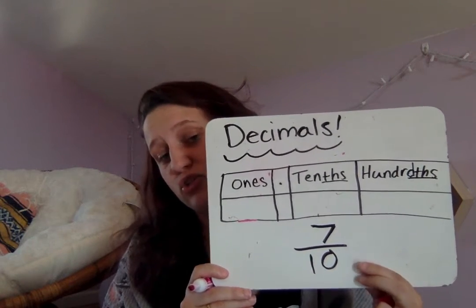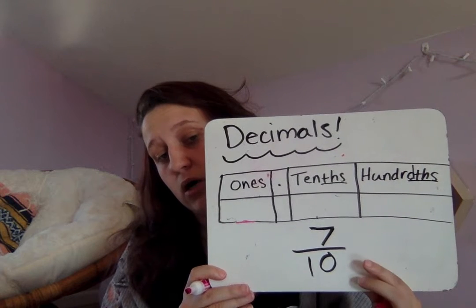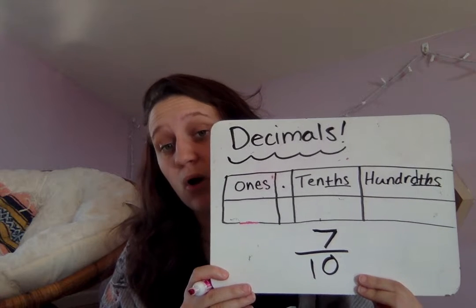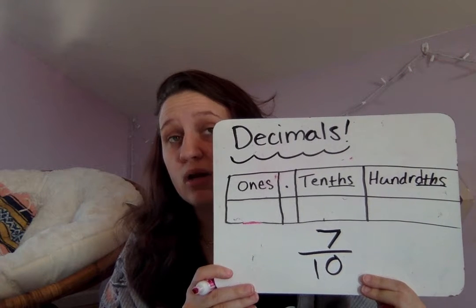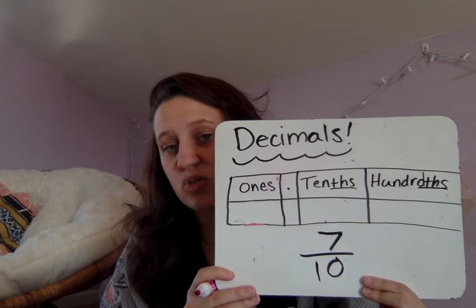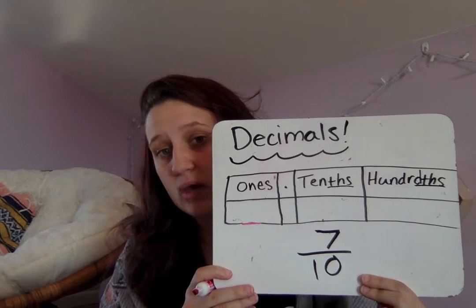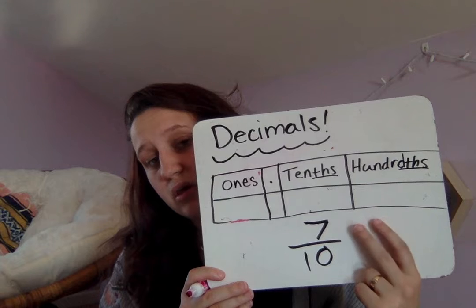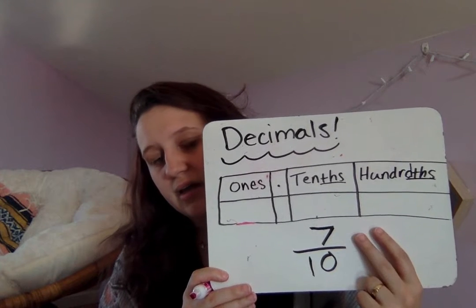So where this fraction is only showing a part of a whole, decimals, just like fractions, can go above a whole. So when we have 1 and 1/4, we have a decimal that has a 1 in it, a point, and then some other piece. It has a tenth and a hundredth. So let's talk about that.